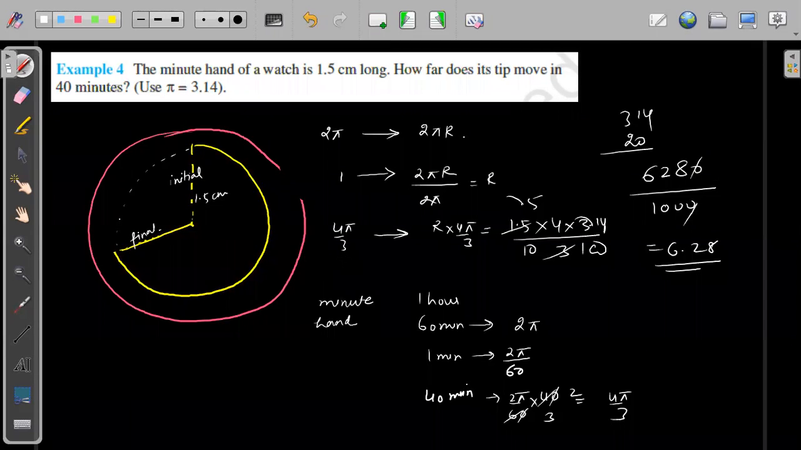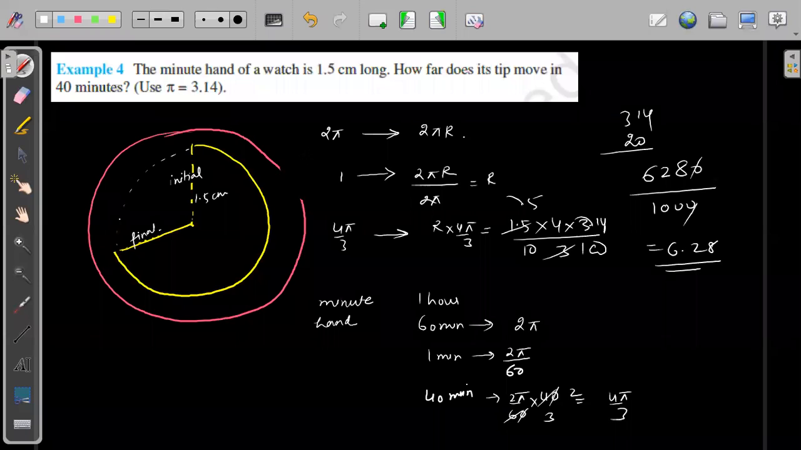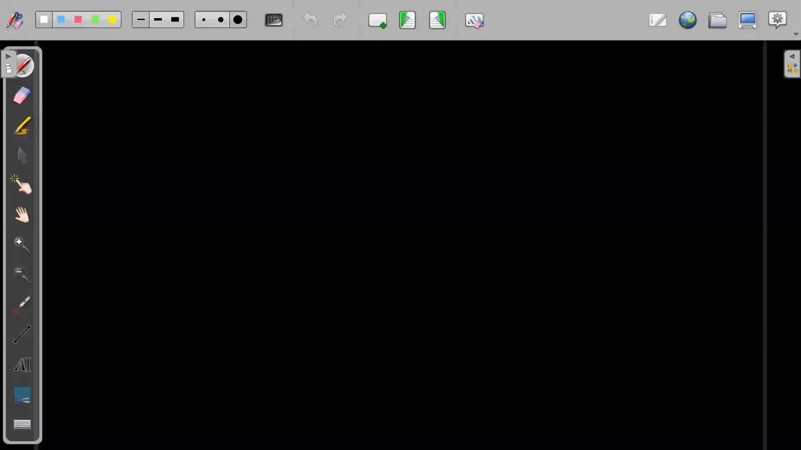Copy this one. Should I give you one more question based on a similar concept? Okay, let's see. Find the difference. Find the sum of.